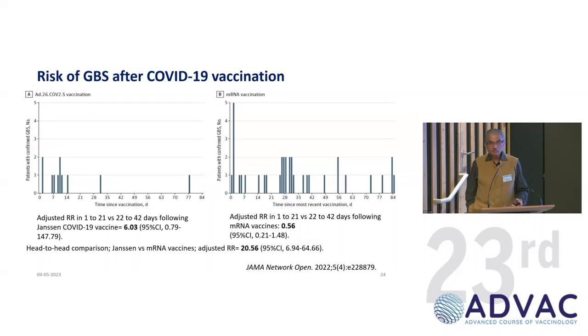GBS has also been reported following COVID vaccines. You're aware of the Janssen single dose adenovector 26 vectored vaccine. The risk has been calculated to be 20 times higher. Again, the issue is that with different vaccine platforms, the condition can occur.